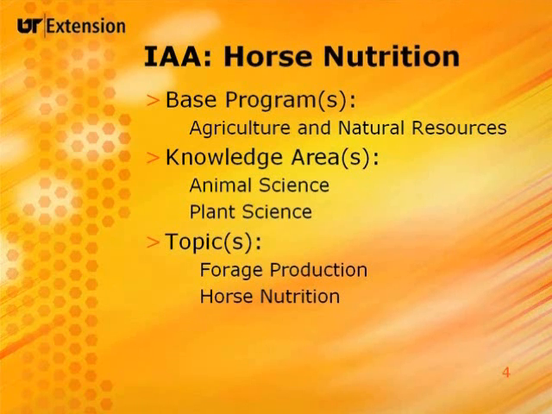You would indicate your base program as agriculture and natural resources, and perhaps you're planning to do some programming in forages, so you would indicate your knowledge area as animal science, but you would also indicate a knowledge area as plant science. Then you would see a list of topics that were applicable to both animal science and plant science, and from that list of topics you would select forage production and horse nutrition, and you would only see the outcome indicators applicable to forage production or to horse nutrition.